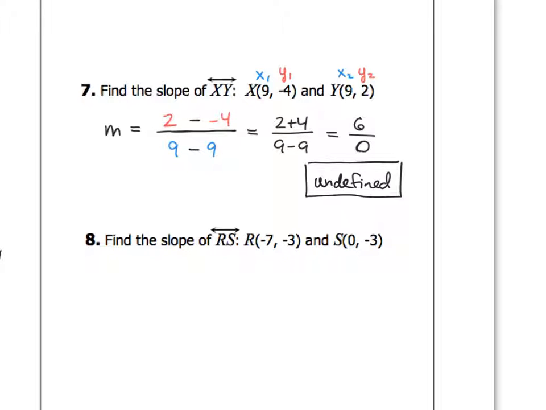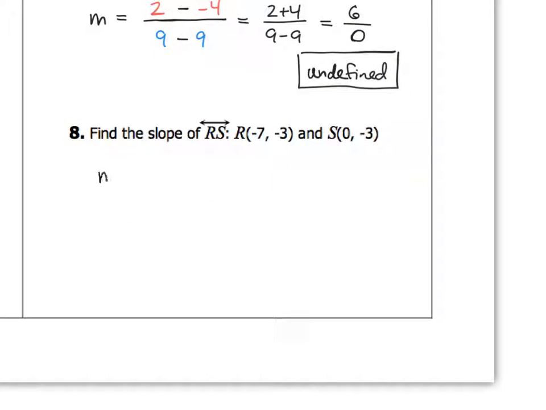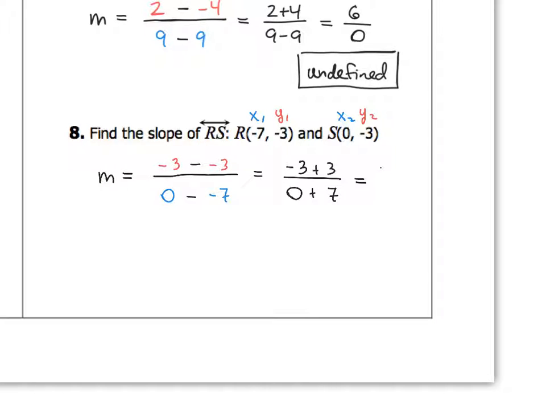And then finally, for number 8, finding the slope of line RS, we would start out with negative 3 minus negative 3 in the numerator. In the denominator, we would have 0 minus negative 7. So you have negative 3 plus 3 divided by 0 plus 7. You get 0 divided by 7, and that just gives you a slope of 0, which is a horizontal line.